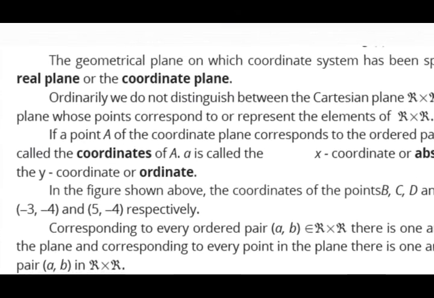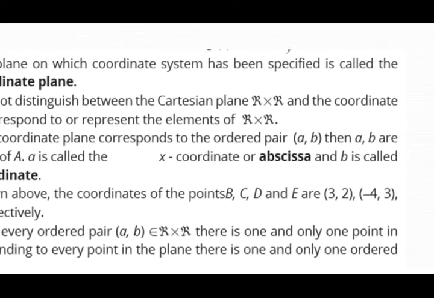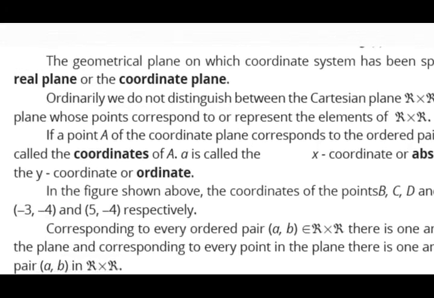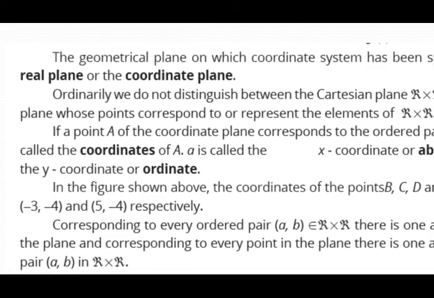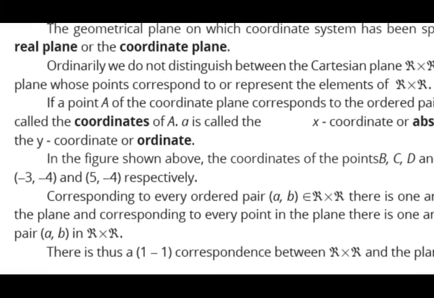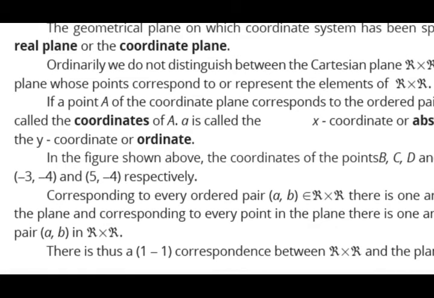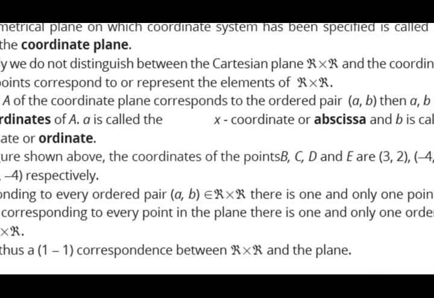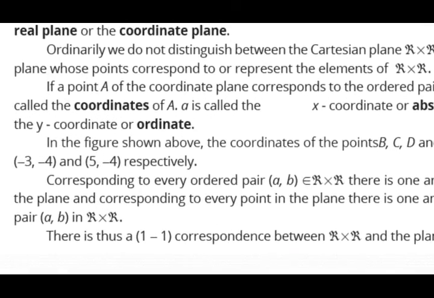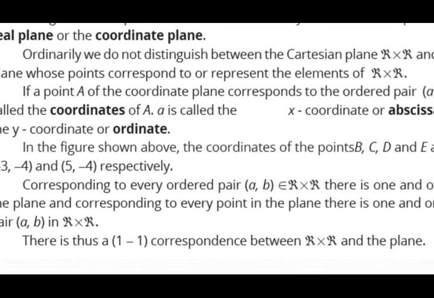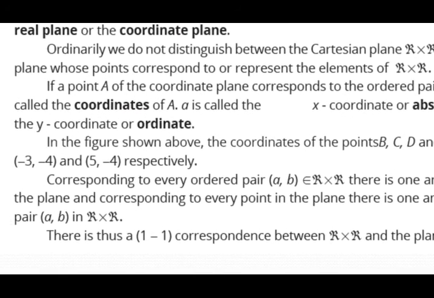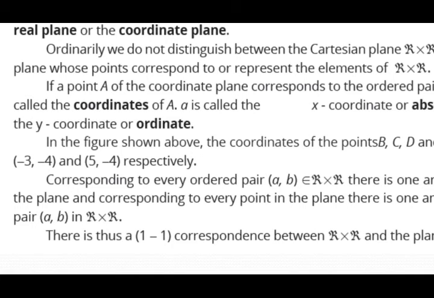The geometrical plane on which a coordinate system has been specified is called the real plane. Same like if we plot points on a line it is called the real line, and if we plot coordinate points, ordered pairs, it is called the real plane or coordinate plane. Every real plane contains points of R cross R.